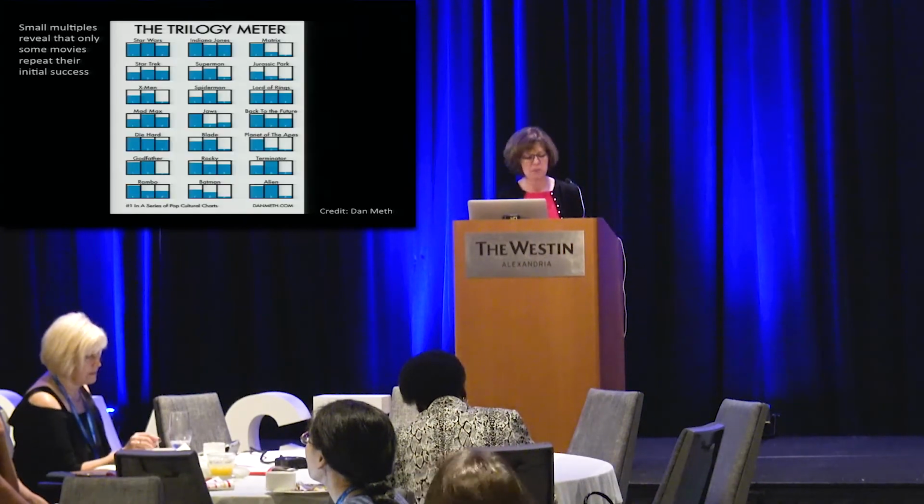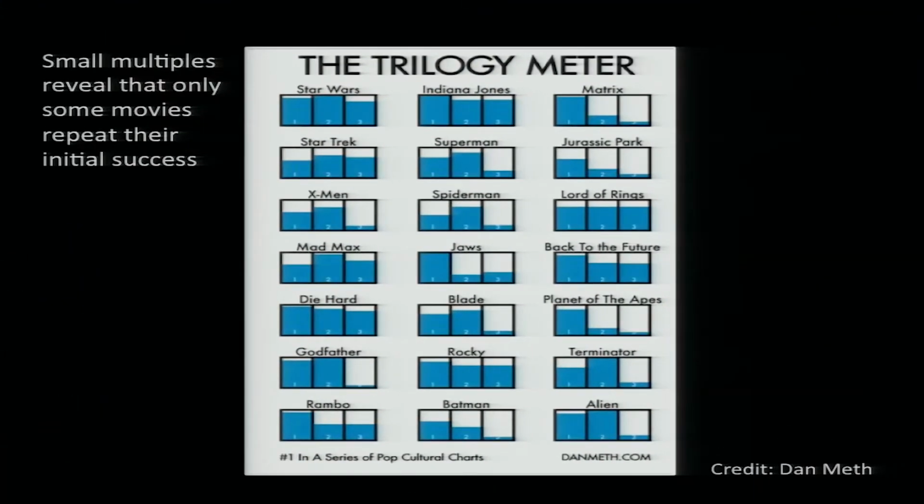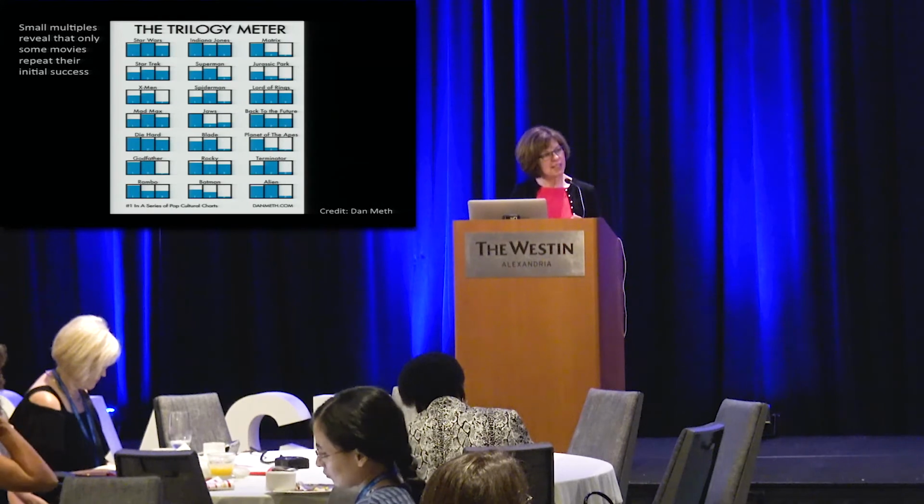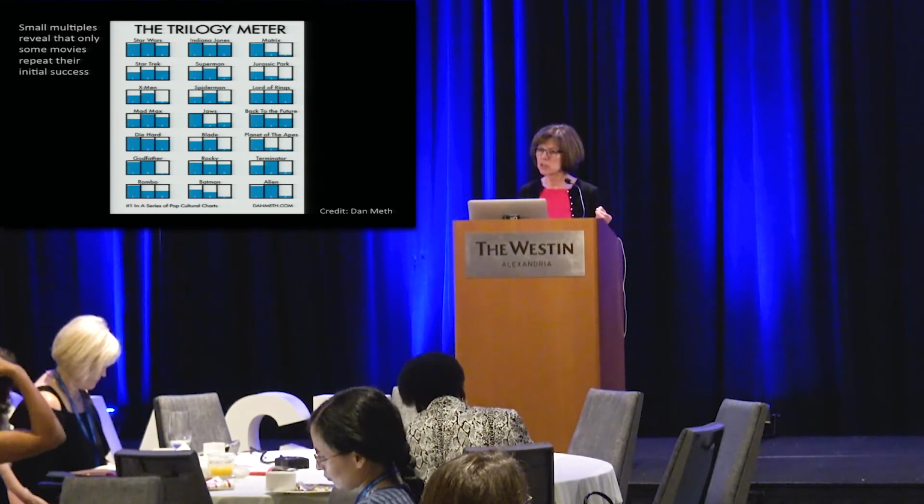Here's another example. Here, small multiples reveal that only some movies repeat their initial success. So here we have the movie at the top of the little graph and 3 movies, first release, second release, third release, and we can see that movies like Star Wars really held their audience where Planet of the Apes and The Matrix went off the deep end. And so in a glance, you can see these comparisons. You could imagine you could use them for something to show in your class.